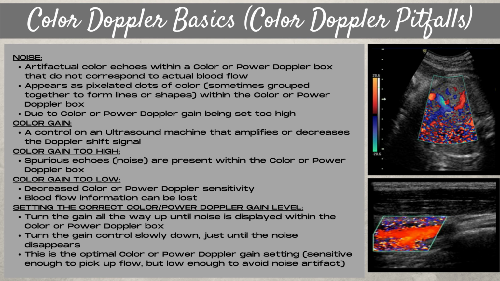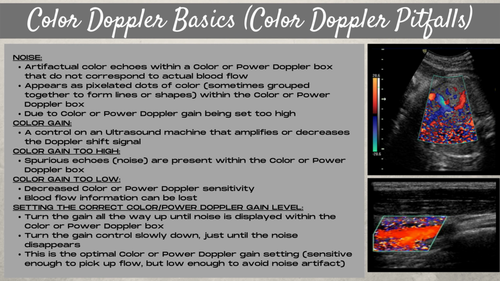When this color Doppler gain is set too high, you're going to get spurious echoes or noise present within the color or power Doppler box. And when the color Doppler gain control is set too low, you're going to have decreased color or power Doppler sensitivity, and blood flow information can be lost.